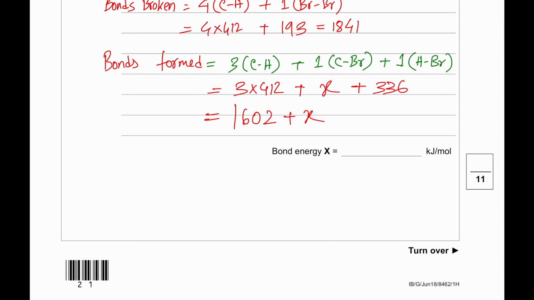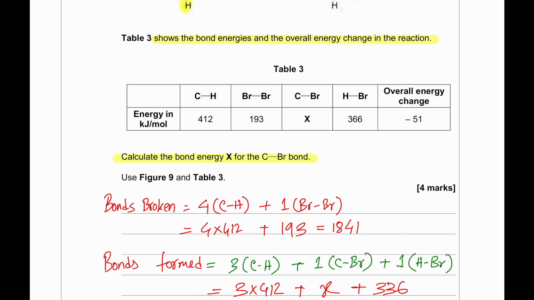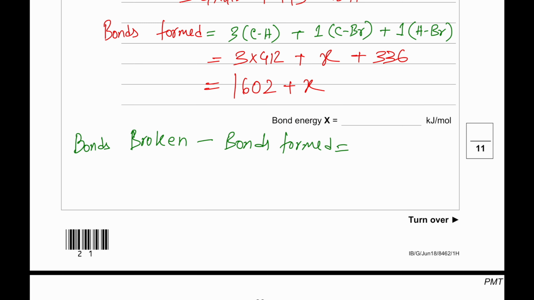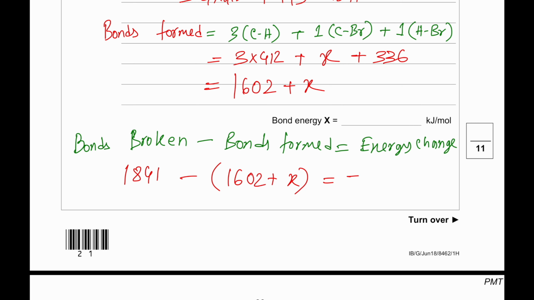Now guys, we know that from bonds broken and bonds formed we can calculate the enthalpy change. This particular reaction is overall exothermic. So bonds broken minus bonds formed equals the enthalpy change, or energy change. The bonds broken are 1841, bonds formed 1602 plus X, and the energy change is equal to minus 51. So when we make X the subject, our value comes to 290 kilojoules per mole.